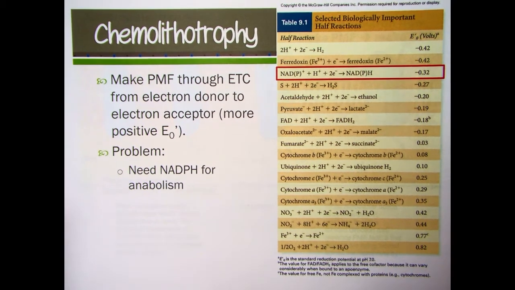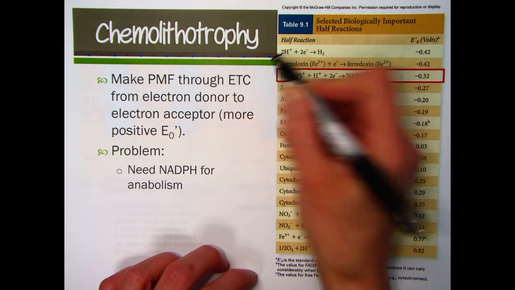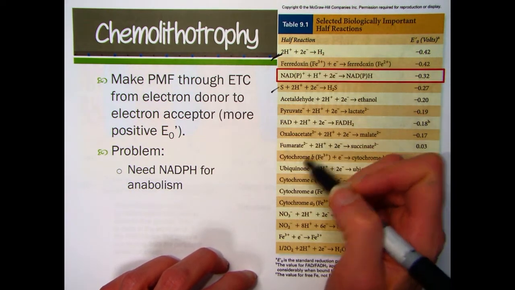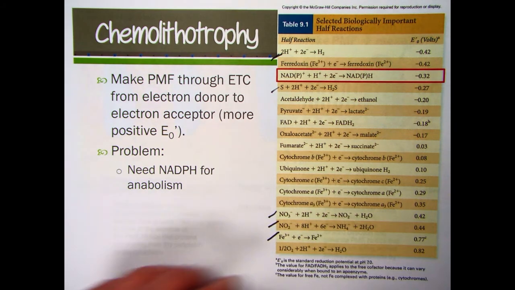The thing that is a little bit weird with chemolithotrophs is that they are starting with inorganic compounds as the electron donor. And if you look at this chart, which is different than the one we've seen before, this is inorganic, reading down the list, and then these are inorganic here.